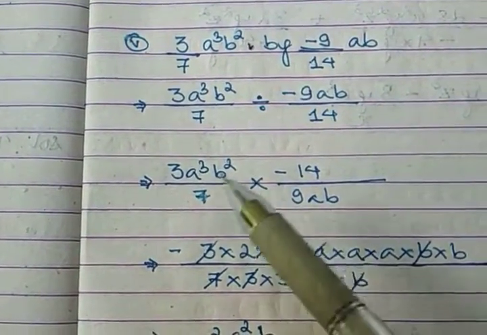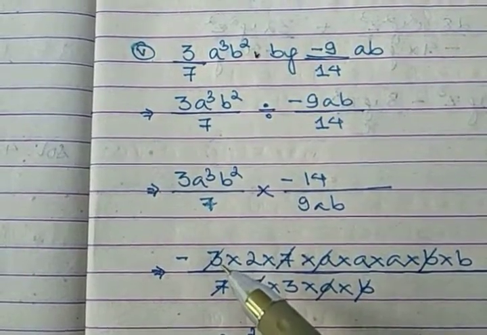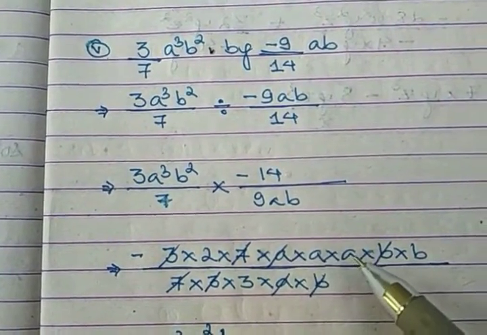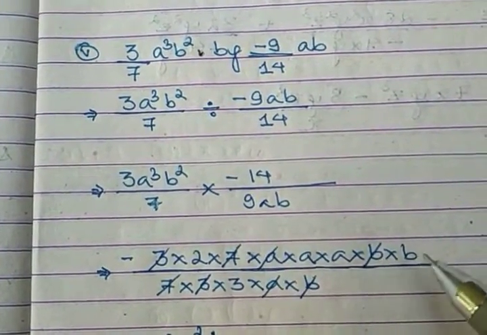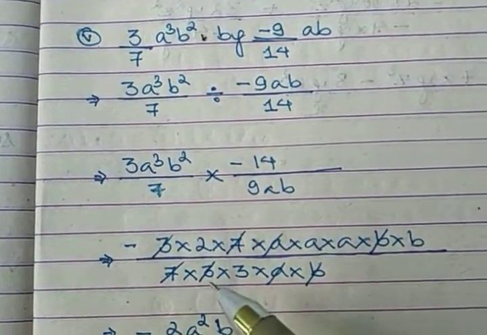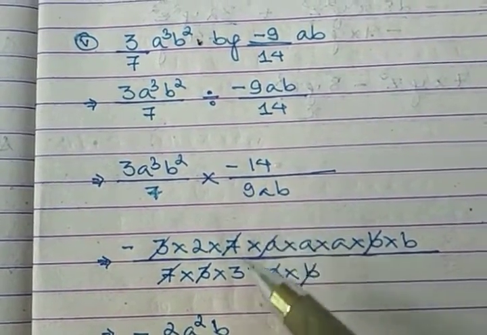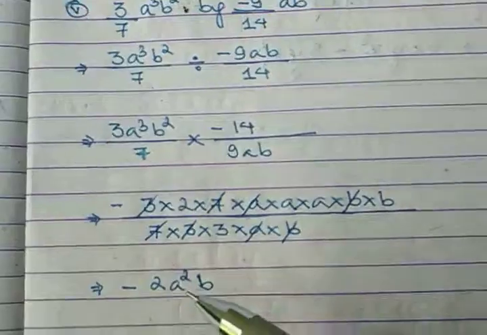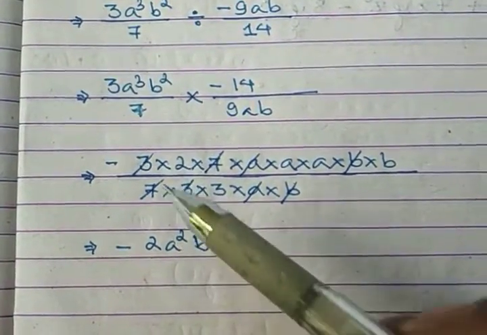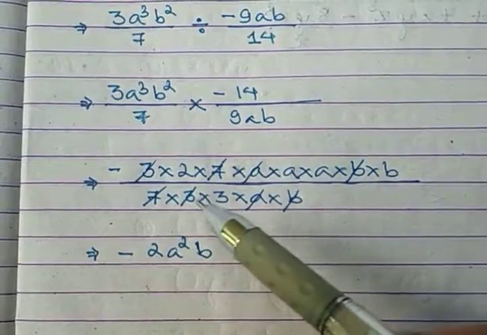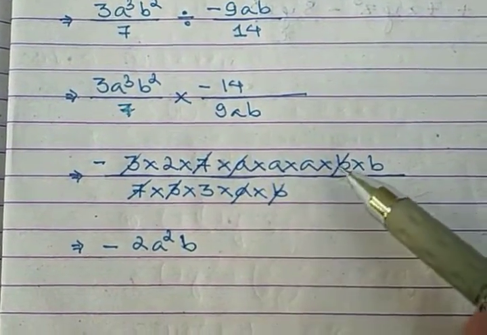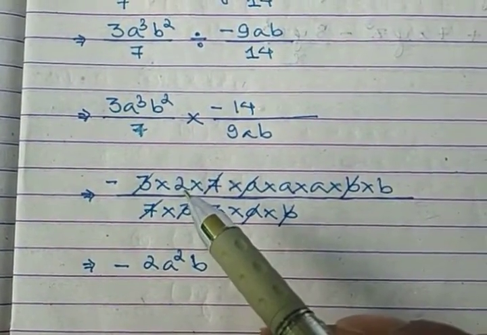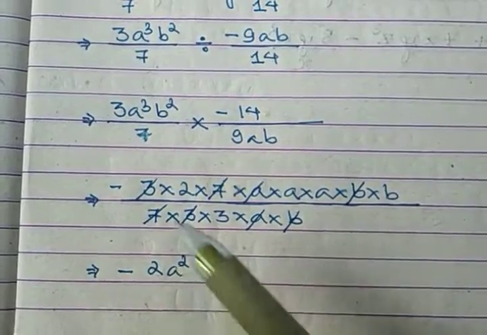Now again what I have done here, see, I have taken the prime factors of the constant terms first. 3 for this, 14 is 2 into 7, a cube means a into a into a, b squared, so b into b, divided by, in the denominator we have 7 into the constant term. Another constant term is 9, so 3 into 3 into ab, so a into b. Okay, now again we have the cancellation part. So 3 and 3 got cancelled, 7 and 7 got cancelled, a and a got cancelled, b and b got cancelled.